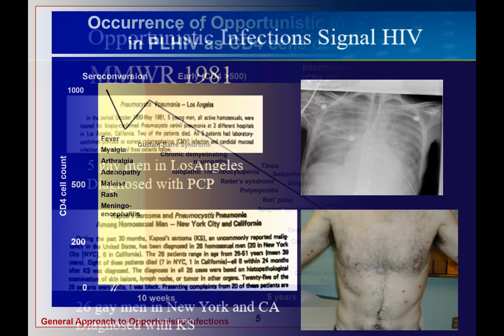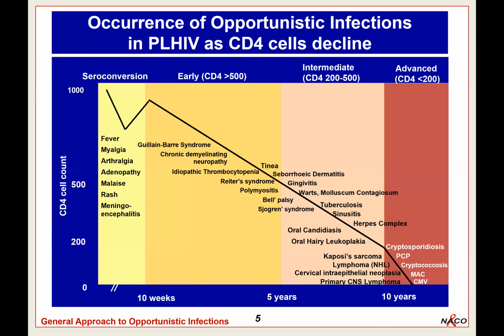So when we talk about opportunistic infection, its correlation with the CD4 count is really important to understand, because most of these OIs can be clinical diagnoses. For example, oral candidiasis or oropharyngeal candidiasis, we can diagnose clinically. You need not do lab confirmation most of the times.